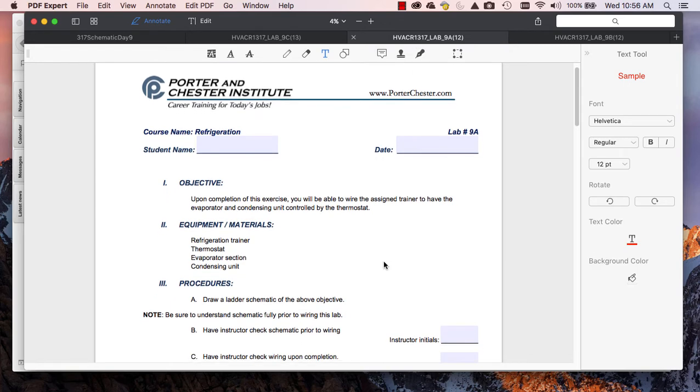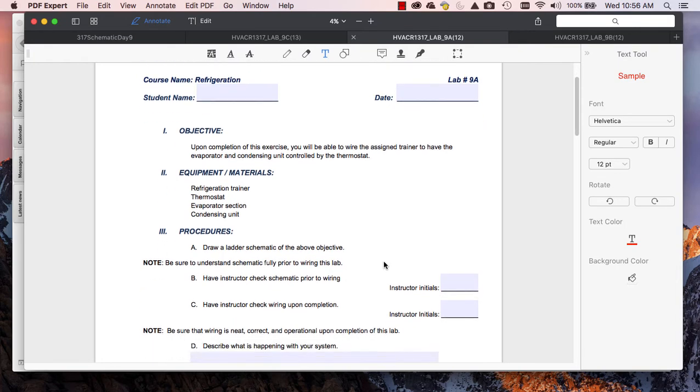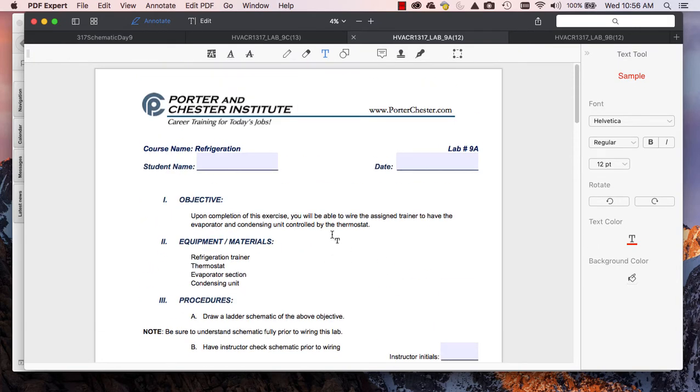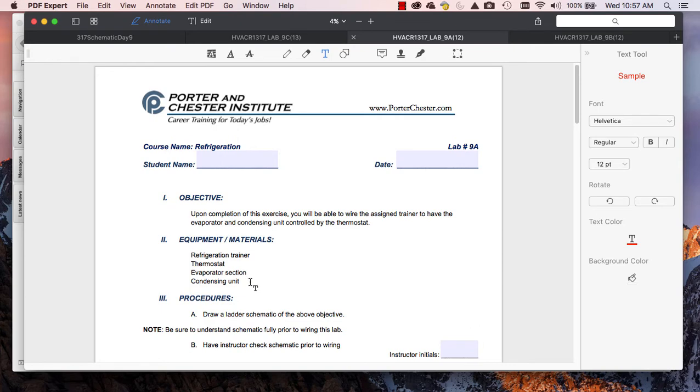Okay, you're going to draw a ladder schematic of that. You're going to wire it, and it doesn't tell you anything about what types of motors. Just take a look at your training unit. Your evaporator fan section has shaded pole motors. Your condensing unit has a condenser fan that is a shaded pole, and your compressor is a CSIR motor. So you're going to have two EFM motors on most of your units that are in parallel. You're going to have a condenser fan that's in parallel with your compressor. Those will cycle on and off together.